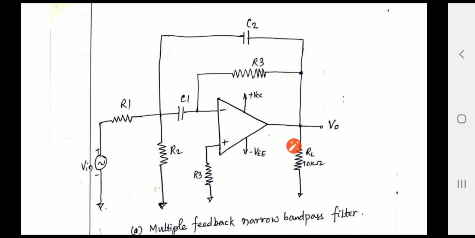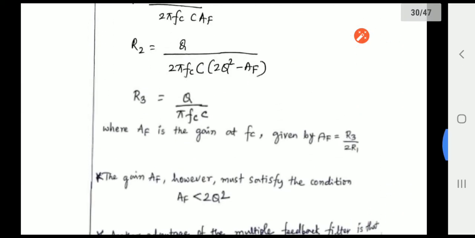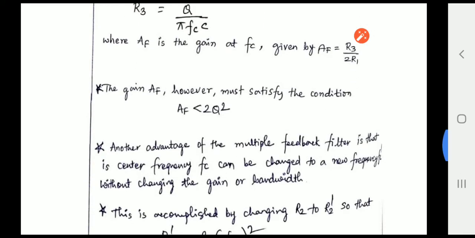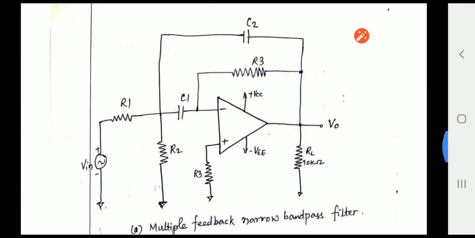As I said, C1 equals C2 equals C, then only it allows us to use all the expressions which are shown here, that is R1, R2 and R3. This is a condition that we have to use here. Now, once we know all the capacitors and resistors connected in the circuit, the non-inverting terminal is connected to ground using the resistance R3, which is the same resistor connected in feedback. So now look at the circuit diagram here.